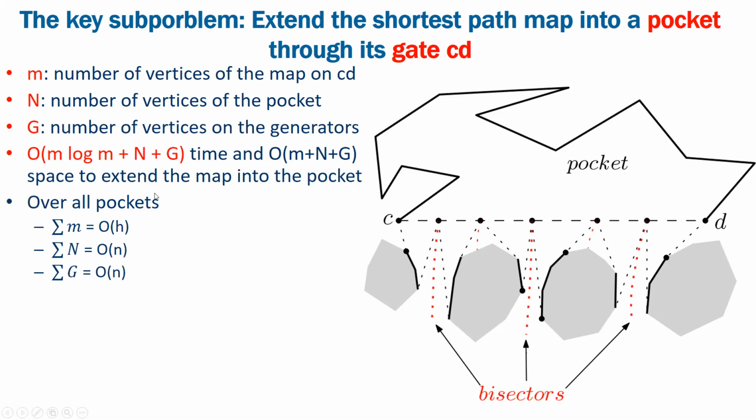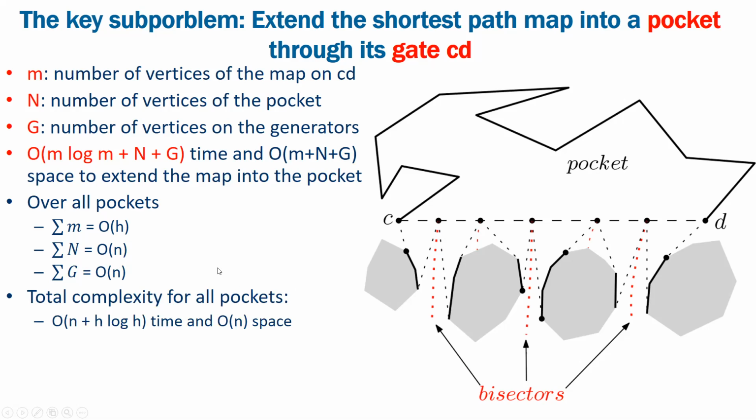Over all pockets, the sum of m is order h, the sum of n is order n, and the sum of G is order n as well. The total complexity for all subproblems for all pockets is n plus h log h time and order n space. After you extend the map into all pockets, we obtain the shortest path map in the entire free space. So this finishes everything, I think. Thank you for your attention.